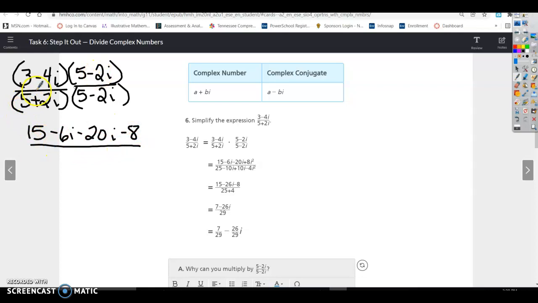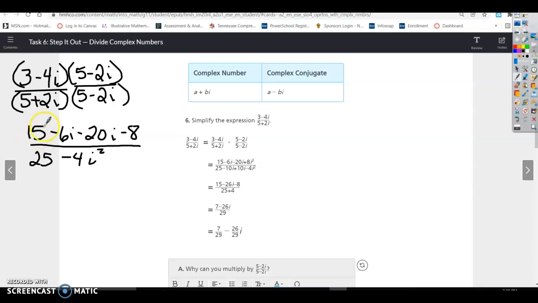All right, on the bottom, I'm going to have 25 and negative 10i plus 10i. Negative 10i and plus 10i, my middle terms are always going to cancel because these are conjugates. And then I'm going to have negative 4i squared. And remember, negative 4i squared, I'll write that down here, but i squared is going to become negative 1, and this is just going to become plus 4.